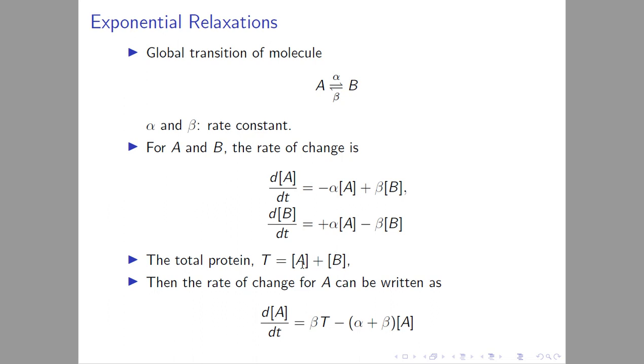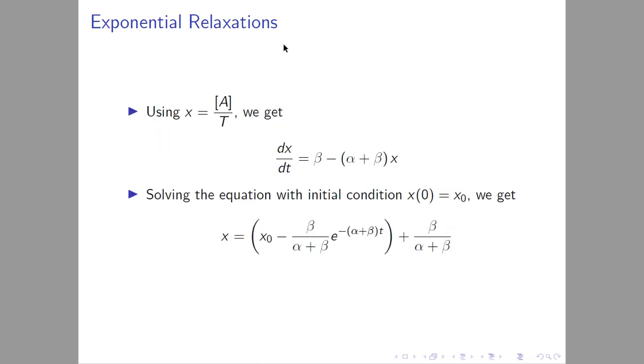If we set T equal to A plus B, this protein and this protein, then the rate of change of A can be written as dA/dt = beta T minus (alpha plus beta) A. Putting this into the equation, we get this equation. For the fraction of the protein in the A state, x equals A over T, we get dx/dt = beta minus (alpha plus beta) x.